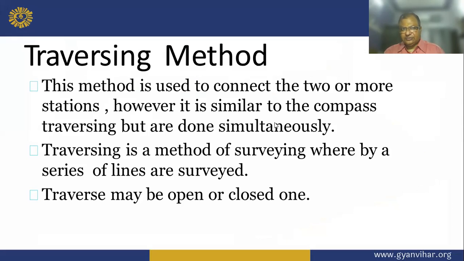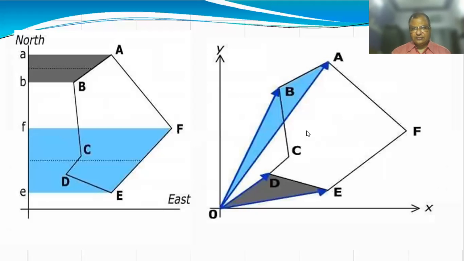Now traversing method. This method is used to contain 2 or more stations. However, it is similar to compass traversing but the plotting is done simultaneously. Traversing is a method of surveying whereby a series of lines are surveyed, and the traverse may be open or closed. This is the traversing.